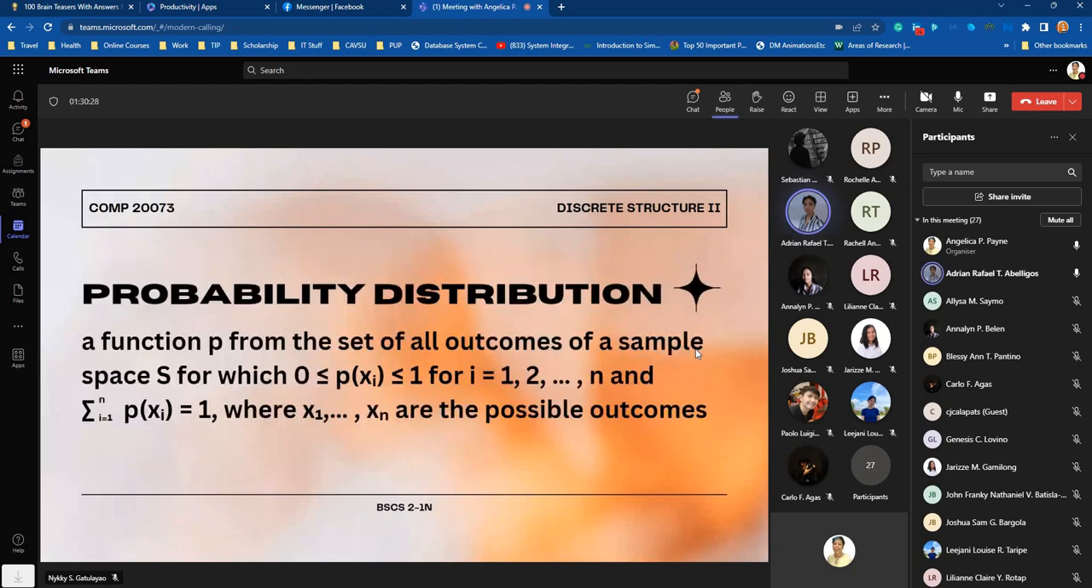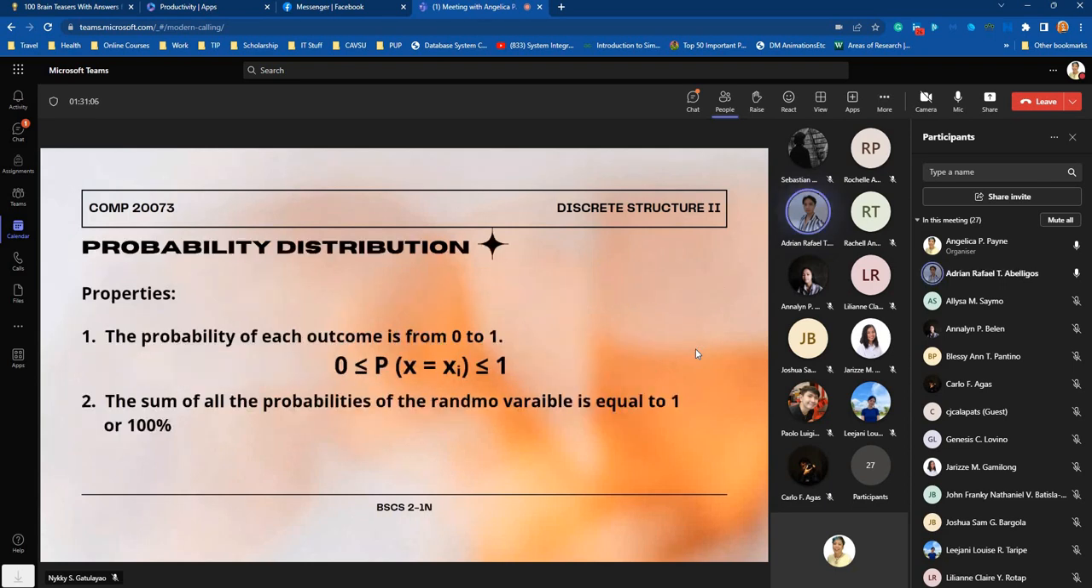Next term. Probability distribution. A function P from the set of all outcomes of a sample space S for which 0 is less than or equal to P of X sub I is less than or equal to 1 for I equals 1, 2, and so on to N, and the sum from I equals 1 to N of P of X sub I is equal to 1, where X sub 1 and so on to X sub N are the possible outcomes.